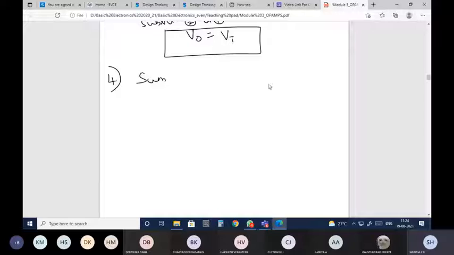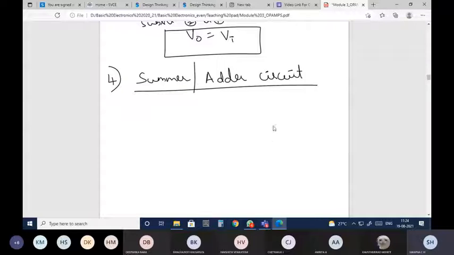Summer. See, first we have seen the inverting amplifier and the non-inverting amplifier. Then we have seen the voltage follower circuit also. And I have mentioned that op-amps can also be used to perform some mathematical operations. So the first one is the summer circuit, the summer or adder circuit. Whatever inputs are given should be added. That is the meaning of this. So for that, again, the circuit is in this way: minus, plus, op-amp.